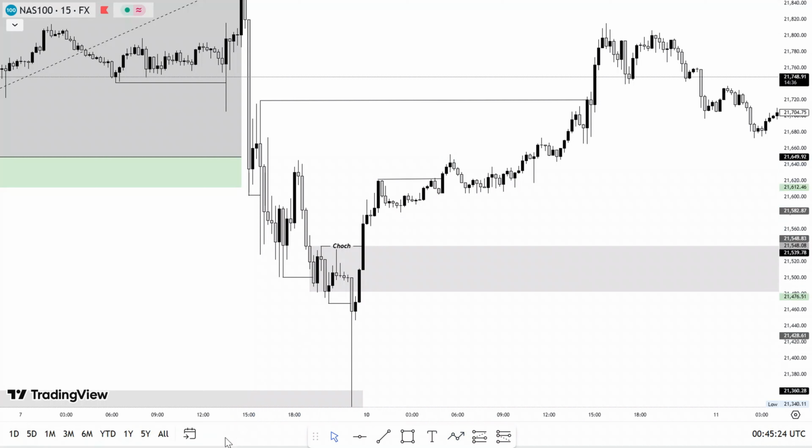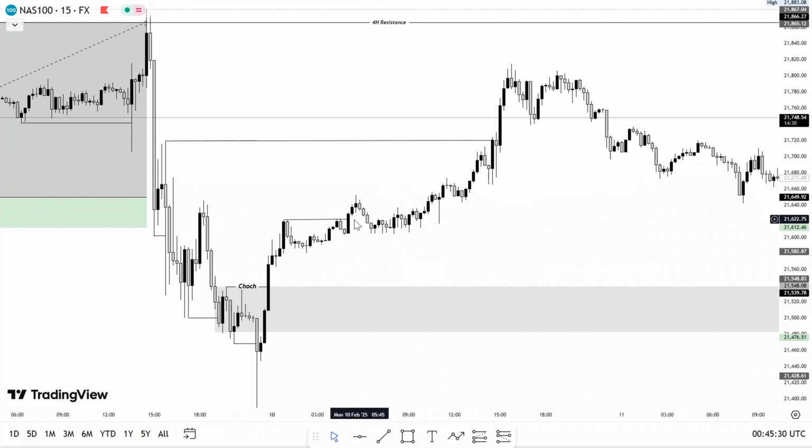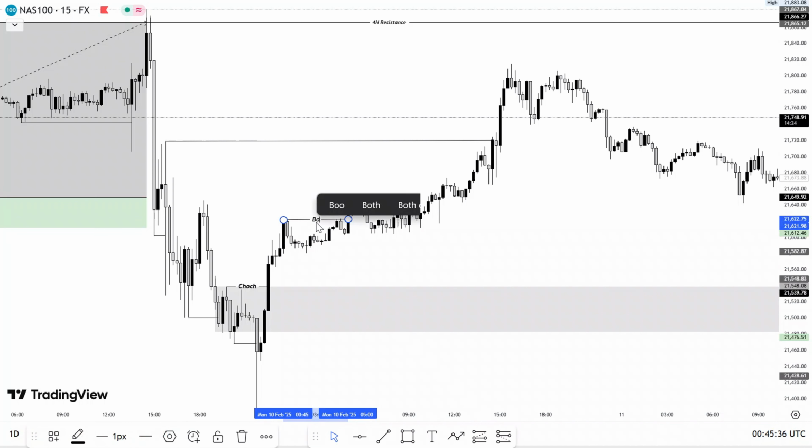But the market did not give us that liquidity, at least in this particular time frame. But no issue at all. We have our first break of structure. Okay, it is a break of structure.